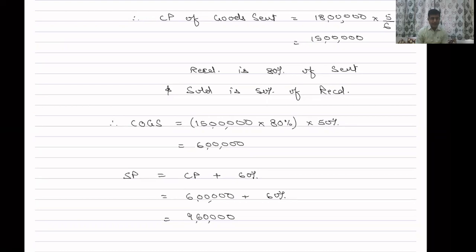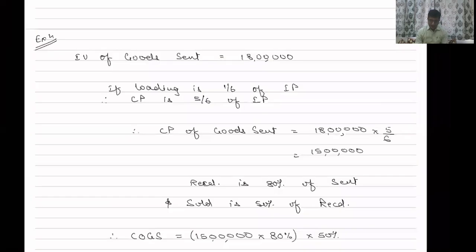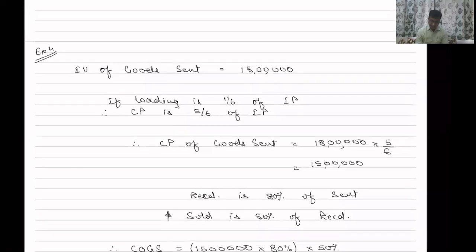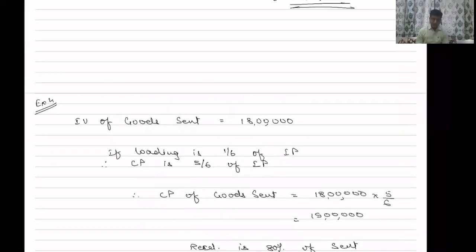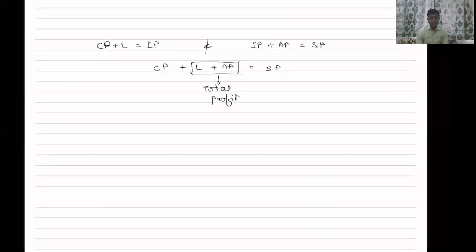Selling price is IP plus AP, na? So how is in this case COGS? Rahul Jain. Question says what? Goods are sold at a total profit of 60% above cost. I had written an equation here. What is this? CP plus total profit is equal to SP or not? And total profit will include what? Loading as well as additional profit. Did I write something like this?